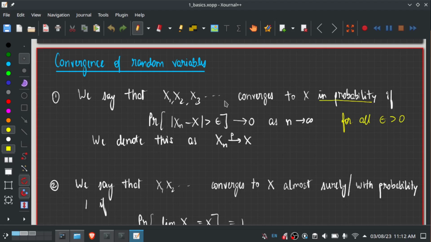It's a function from the sample space to the set of reals, satisfying a bunch of properties. So when we say convergence of random variables, we're in fact thinking about convergence of sequences of functions.